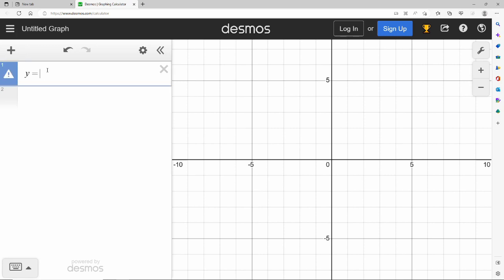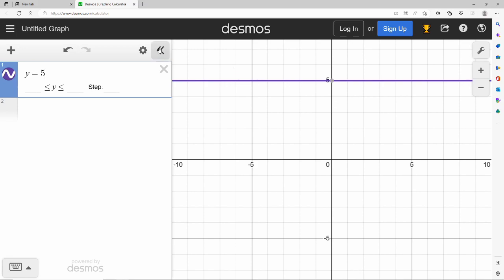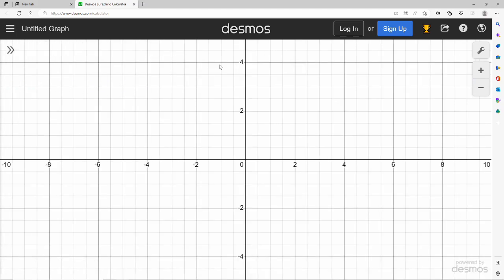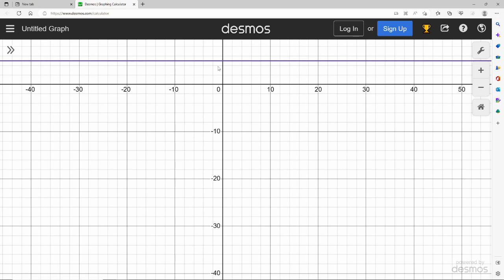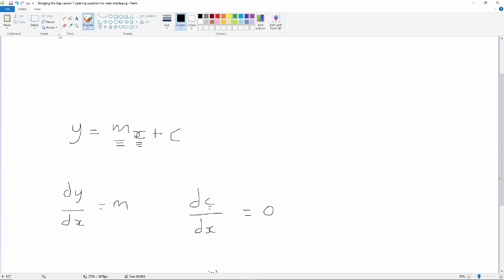Y equals 5, and what we get is a straight line, and when I take that away it disappears. There it is. I have to zoom out to find it. So when you graph a constant, all you get is a horizontal line, a line that's parallel to the x-axis. So the slope of a constant is 0, and the slope of a straight line in the form of y equals mx plus c will always be m. That just saves you a little bit of time when you're taking the derivatives.